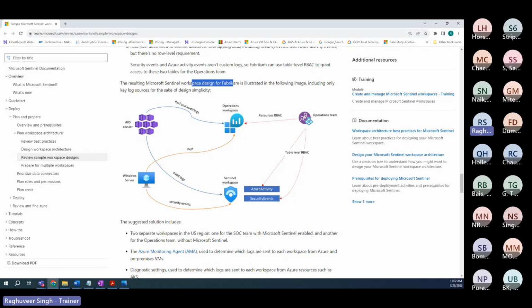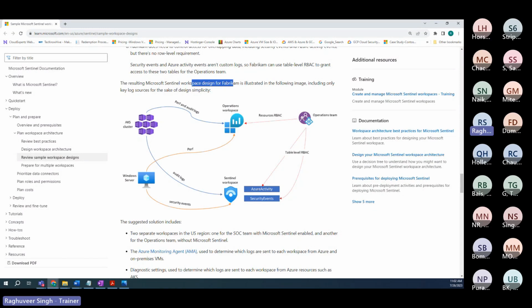Now the operations team will have RBAC on the operational workspace, and they will have complete access or contributor access on this workspace. And the same operations team will have table level RBAC on activity logs and security events. So that's how you are managing it.